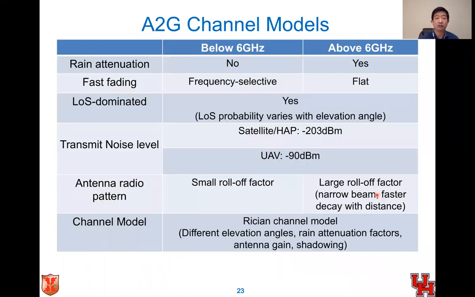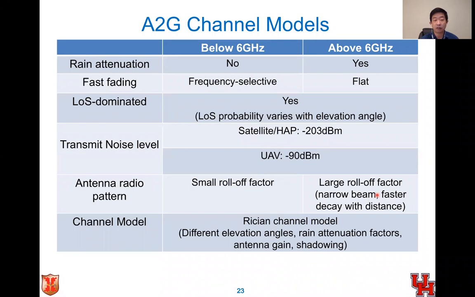And also for A2G channel, you will have this kind of below 6G or above 6G. And then they have different properties. So for below 6G, you will have no rain attenuation, but for above 6G, you will have it. And below 6G, you will have a frequency selective channel. So you have to use OFDM, something like that, to overcome it. And for above 6G, it's flat. And then they all have the line of sight because for satellite, you will see this kind of, I mean, you will go outdoor.